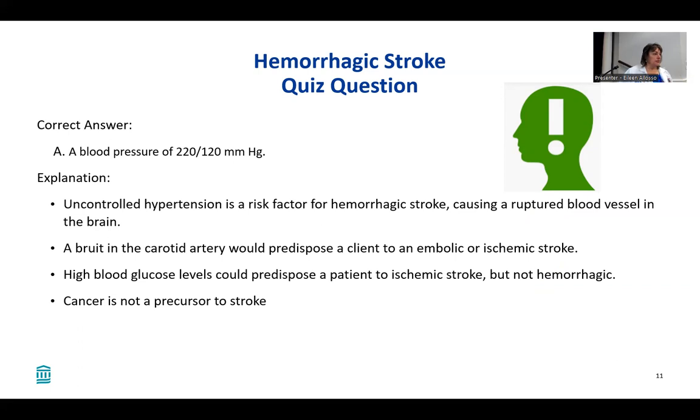Blood pressure causes a vessel in the brain to rupture, usually an aneurysm, so there's some weakened wall where the aneurysm is, and it just doesn't have the resiliency to deal with the blood pressure. When they talk about a bruit in the carotid artery, that's usually atherosclerotic plaque building up. So there's a swishing sound when the blood tries to flow through, and that's atherosclerosis, so that doesn't cause a stroke. High glucose is a risk factor for ischemic stroke, and cancer is not a risk factor for stroke.